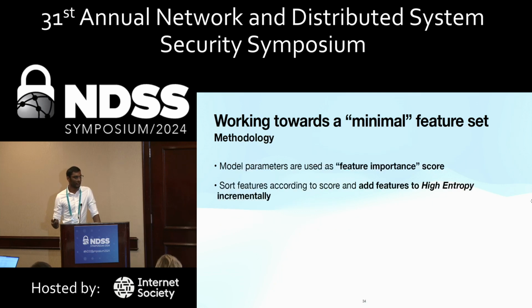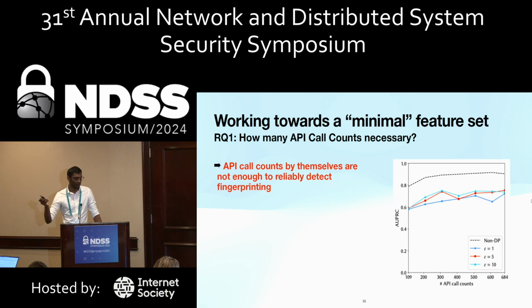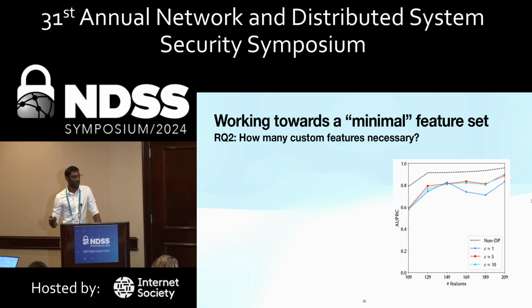We go about studying this by looking at the feature importance score, by assigning a feature importance score to each feature and sorting these features according to the score. Then we incrementally add these features back to the high entropy feature set. What we find is that, firstly, no amount of API call counts is enough to reliably detect browser fingerprinting in practice. This can be seen here, as even at 684 features, the model still does not perform well. This brings us to the point that we definitely need some custom features to reliably detect browser fingerprinting.